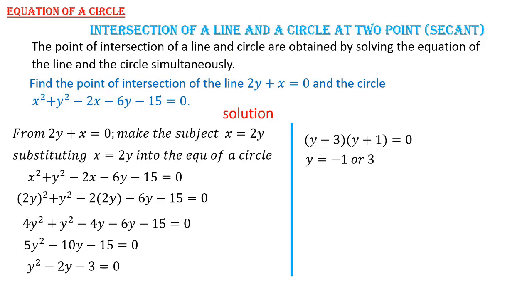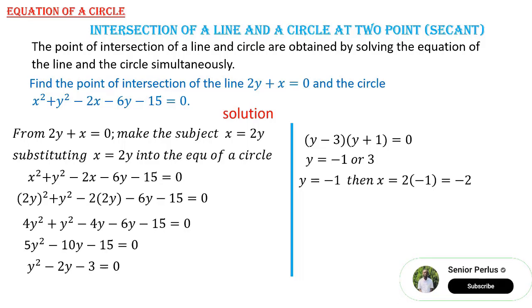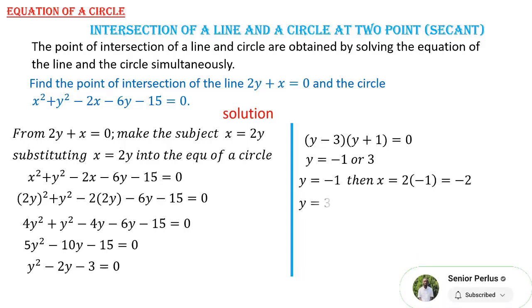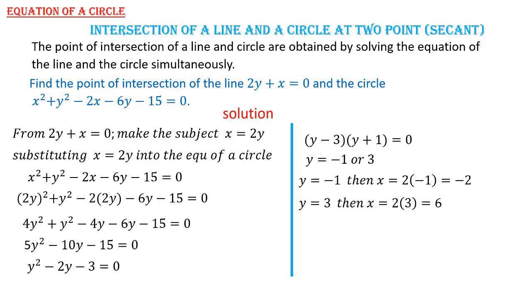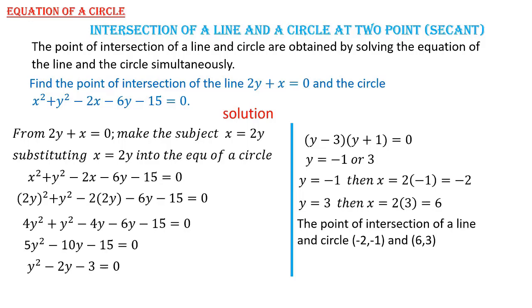Now we know y. We can find x. And we know that our x is negative 2y. So when y is negative 1, then our x will be 2. When y is 3, then our x will be negative 6. Therefore, the points of intersection of the line and the circle are (2, negative 1) and (negative 6, 3). That's the intersection of a line and a circle.